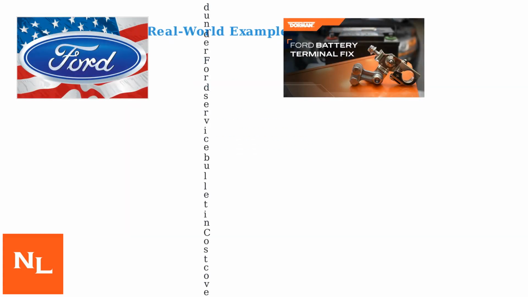Real-world examples show how P0006 manifests in different vehicles. In a 2015 Ford F-250 with a 6.4 liter engine, a corroded connector in the engine bay triggered the code after 200,000 miles. Ford's service bulletin covered the repair under warranty, preventing further issues.